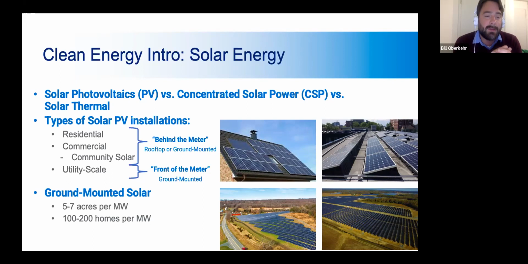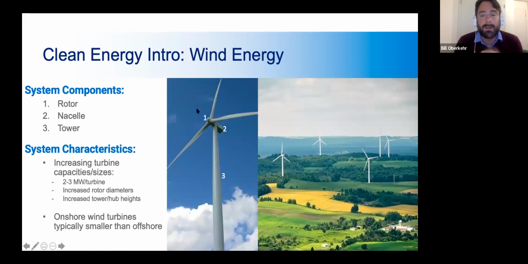I understand that range is large. It depends on how many people live in the home, how big is the home, is your heat electric, is your air central, do you have window units? All of those things will affect how much it takes to power your home, obviously. And most community solar, for reference, are somewhere between 2 and 5 megawatts at 5 to 7 acres per megawatt. So that's a lot of what we're dealing with.